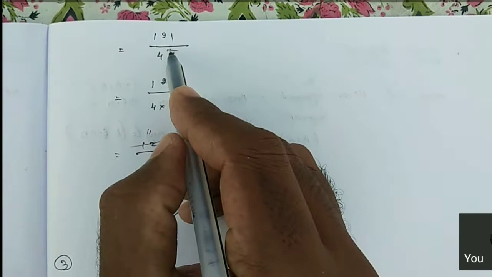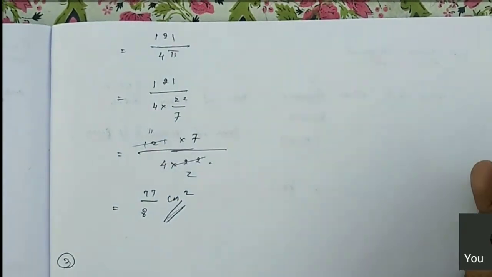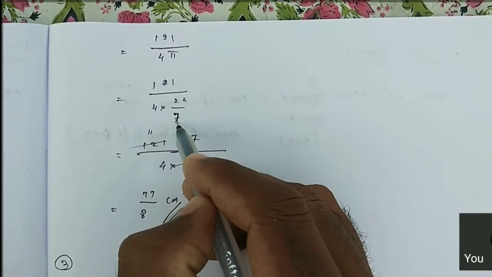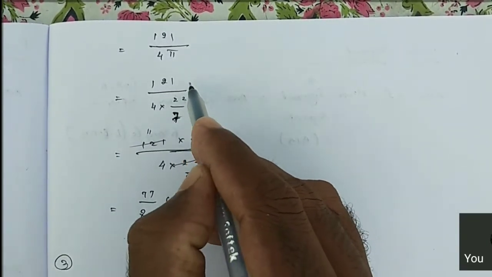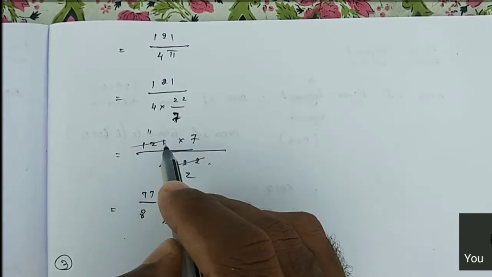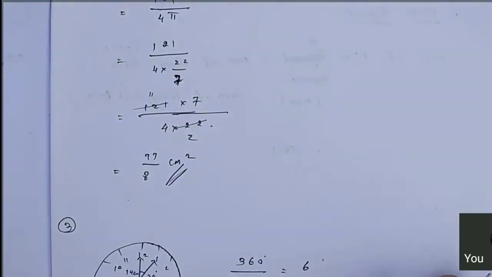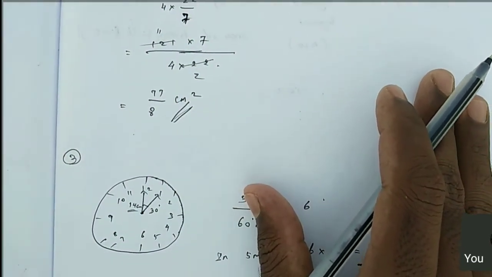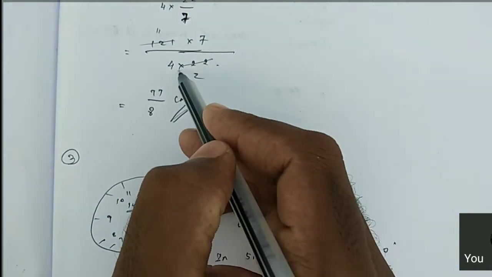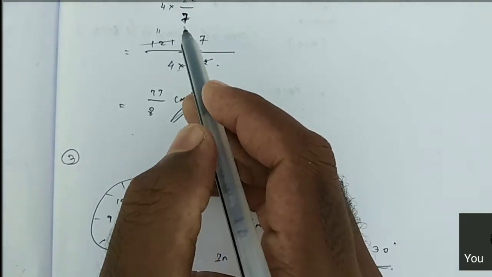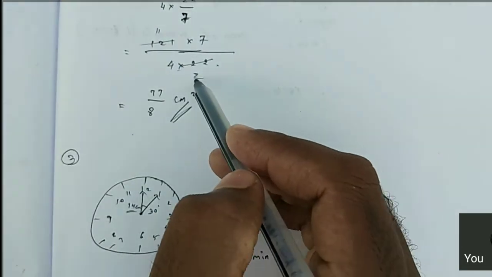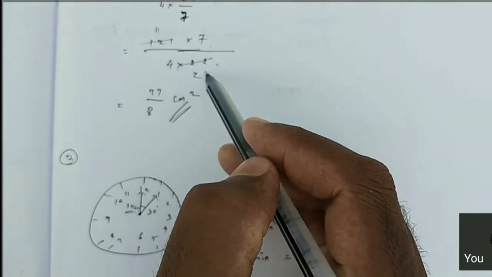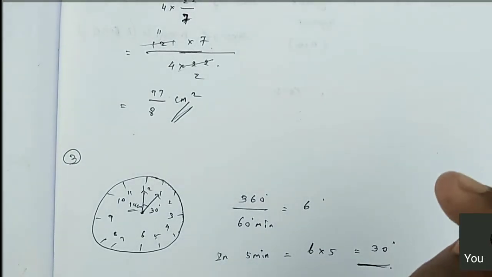Next, now the pi value can be substituted as 22 by 7. Clear? Next, now it is a denominator, so it should be a reciprocal. It becomes a numerator, so multiplication. So 121 into 7 divided by 4 into 22. Now you can cancel it. 2 11s are 22. 11 times 11 is 121. Next you can multiply. 11 into 7, 77. 4 into 2, 8. Clear?